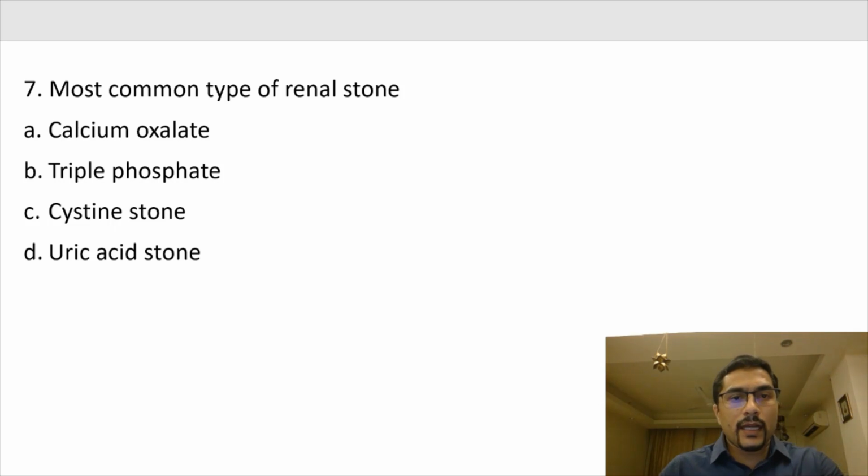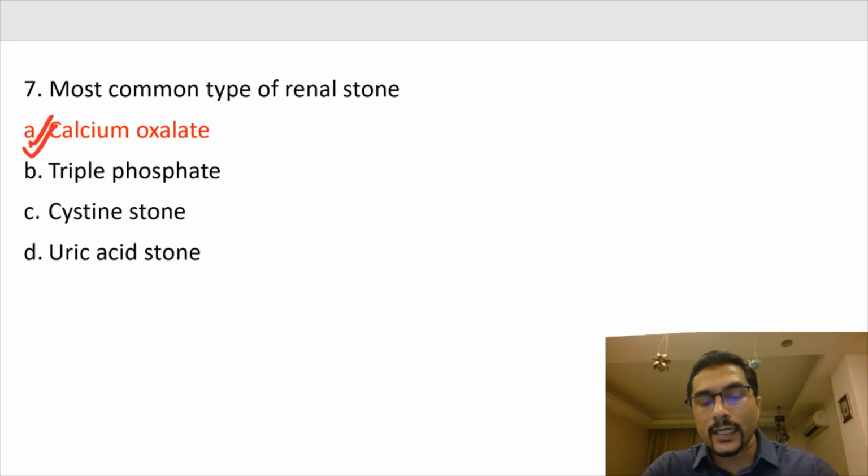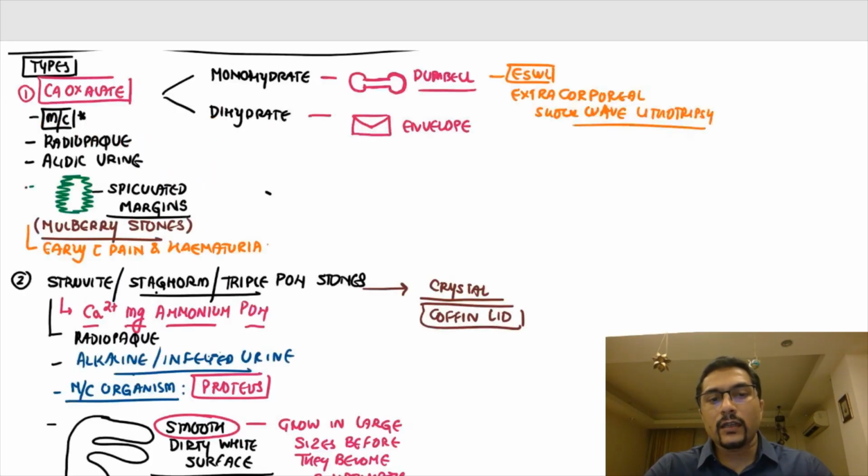This question has also been asked previously: the most common type of renal stone. The most common type of renal stone is the calcium oxalate stone. Just briefly about renal stones: calcium oxalate is the most common type, and it is formed in acidic urine. It is radio opaque. You know that 90% of renal stones are radio opaque, and calcium oxalate stones will have spiculated margins. It has sharp margins, which is why it presents early.